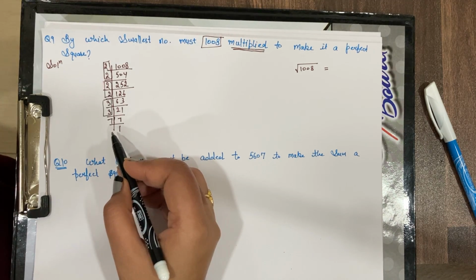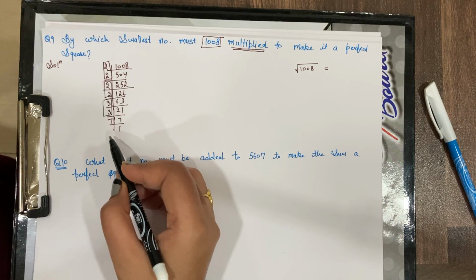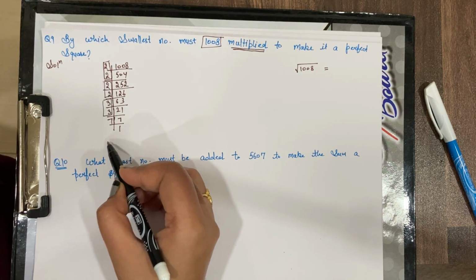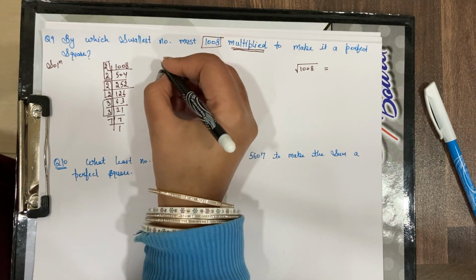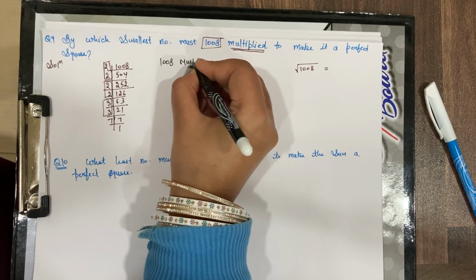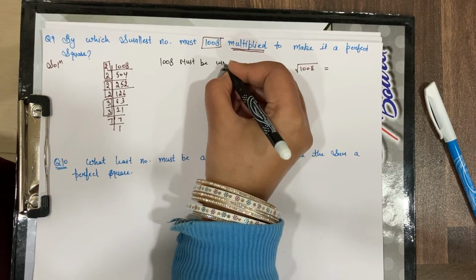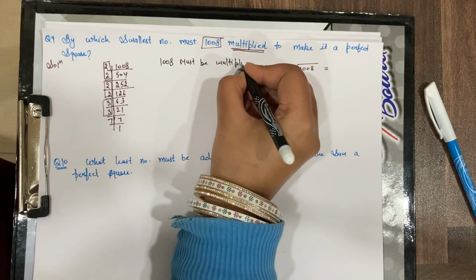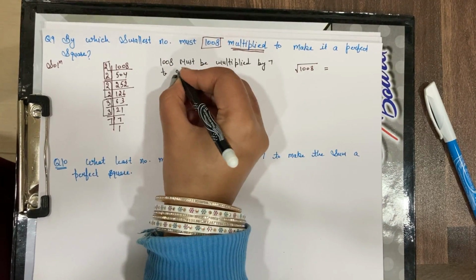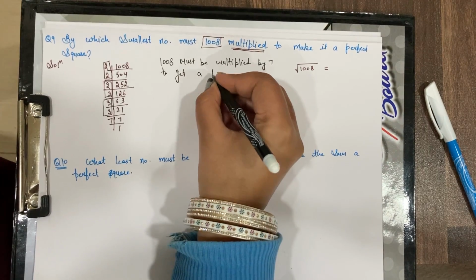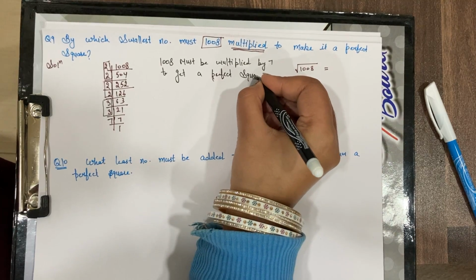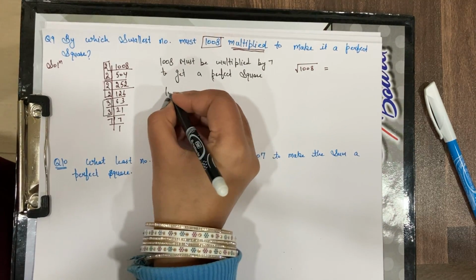हमने कौन सा नंबर मल्टीप्लाई करना है? हमने ऐसा नंबर मल्टीप्लाई करना है जिससे 7 का पेयर कंप्लीट हो जाए. तो हमें एक और 7 चाहिए. So we'll write: 1008 must be multiplied by 7 to get a perfect square. Now multiply this.